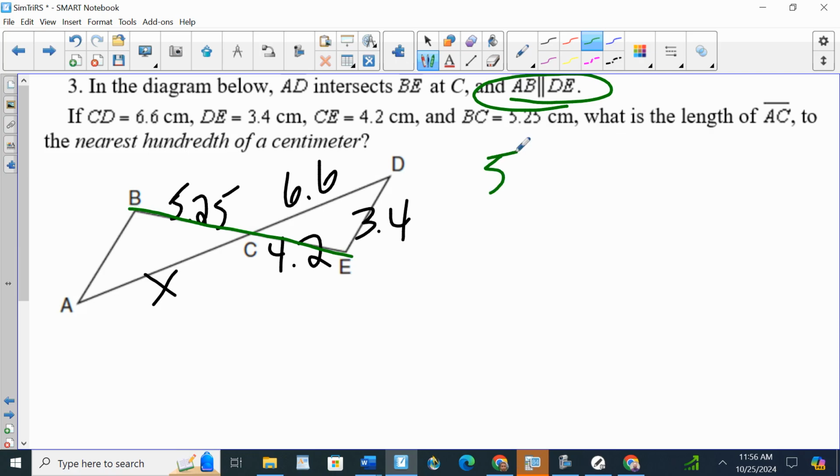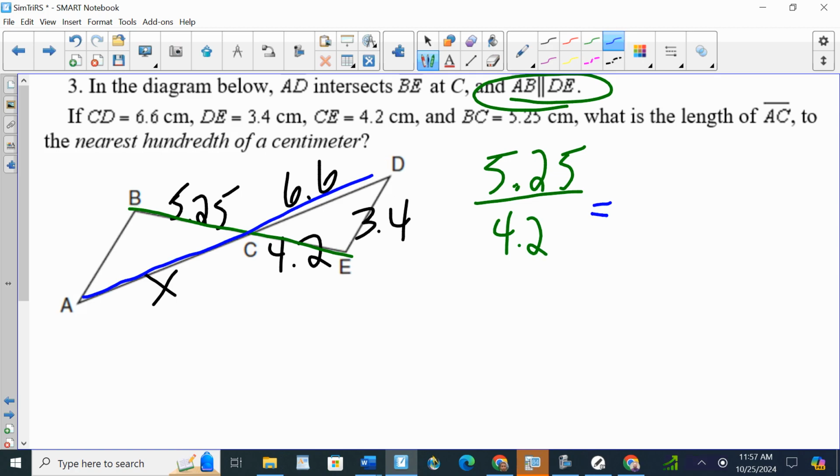For these twisted, rotated triangles, the corresponding sides are diagonal from each other. So 5.25 corresponds to 4.2, and X corresponds to 6.6. Nothing corresponds to the 3.4. That side is blank, so we're not using the 3.4 in this particular problem.